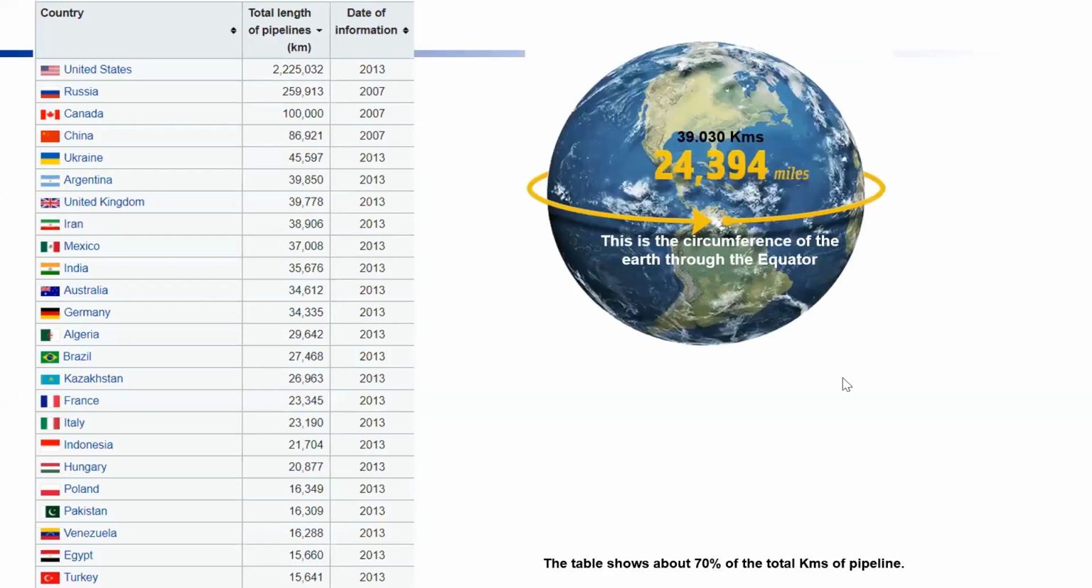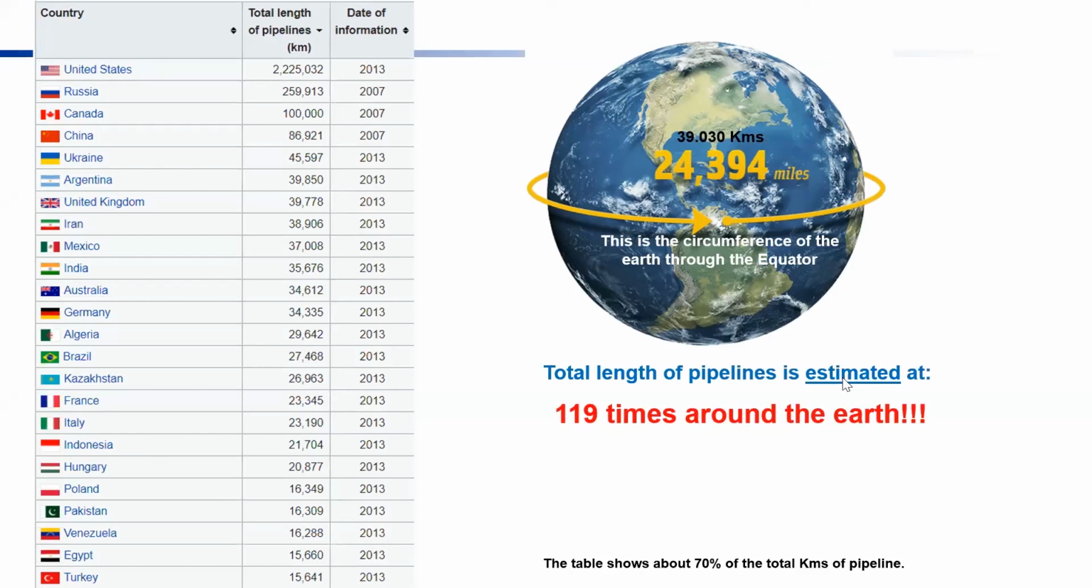I added them all for you. This is the Earth, and the circumference of the Earth is 24,000 miles, 39,000 kilometers. And we have in the world about 100 times that length around the Earth. Think about this one. I mean, 111 times the length of pipeline to go around the Earth. It's a huge amount of pipelines.